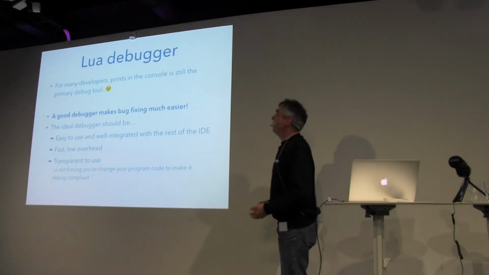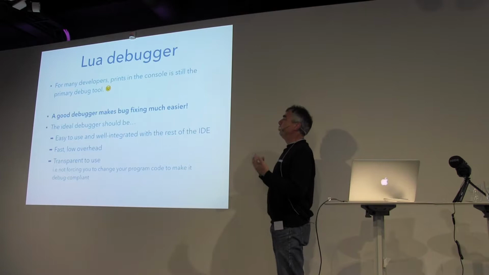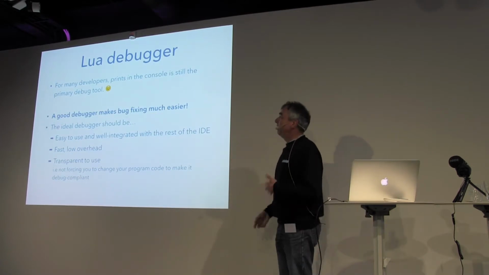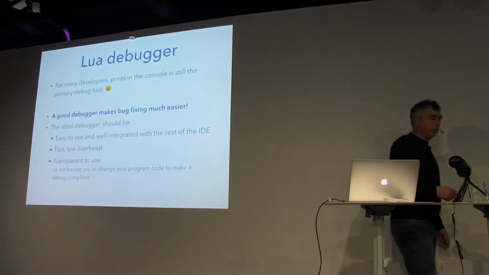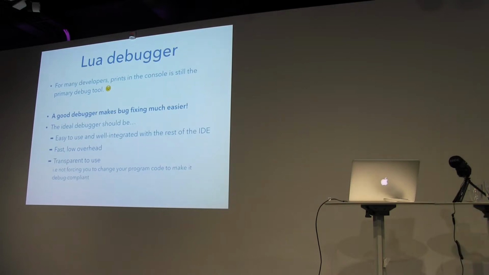Because having a good debugger makes bug fixing so much easier, provided that the debugger has a certain number of qualities. One of the qualities must be easy to use and well integrated with the rest of the IDE, so it's simple. A very important quality is the debugger must be fast and have a very low overhead. If your debugger slows down your program by a factor of 2, you won't use it, obviously. If you almost cannot notice that the debugger slows down the program, you will use it all the time.